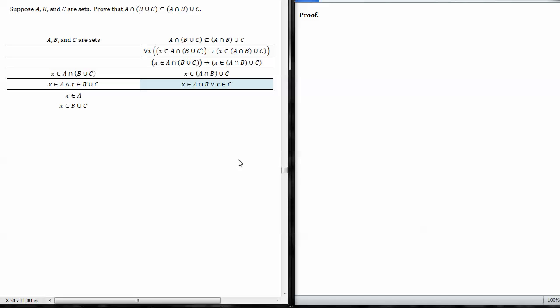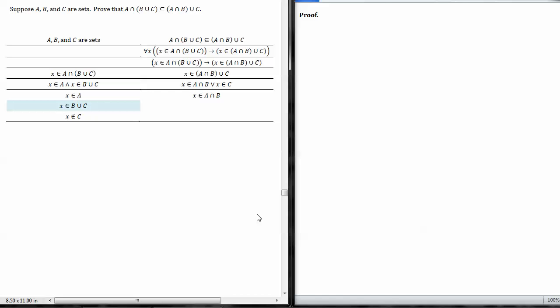And now here's our first disjunctive syllogism. We have to move either the negation of the first statement or the second statement over as a given. And we're going to choose the second one because it's a little bit simpler. So x not in C is a given, and then the other statement here becomes our goal. Okay.